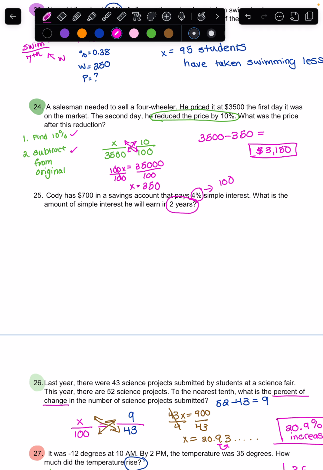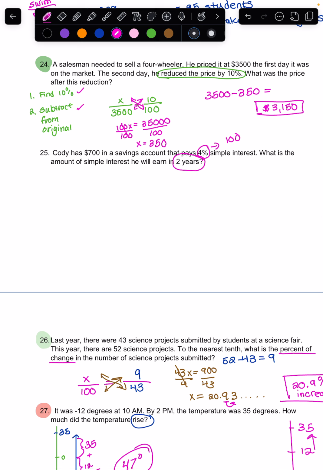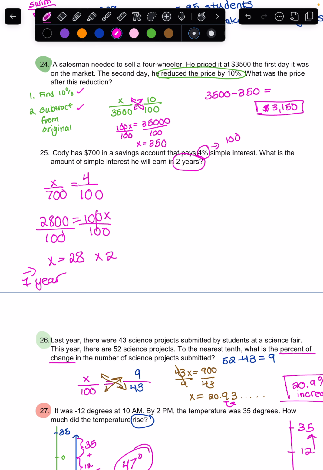So if we look, the first way that you can do this is with a proportion. So they're solving for the amount of interest on $700, that is 4%. So we cross multiply and solve for the amount of interest, which is 28, but this is only for 1 year. So you then have to multiply by 2, which gives us 56, right?